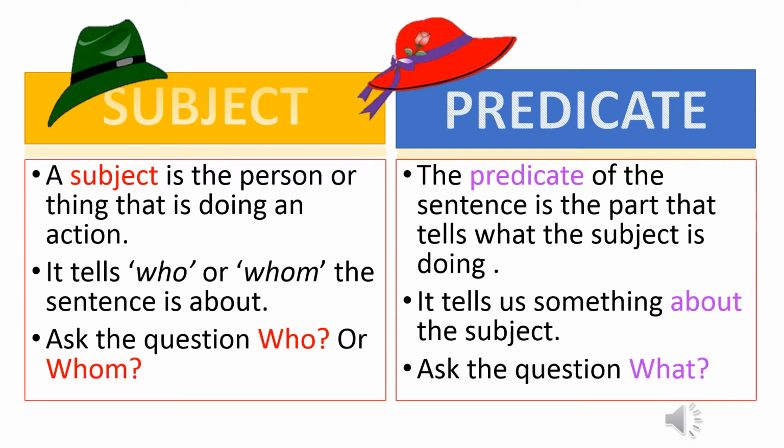Now let us see what is predicate. Predicate of the sentence is the part that tells what the subject is doing. It means the action done by the subject. It tells us something, means it is giving us some information about the subject. Here you need to ask the question what.